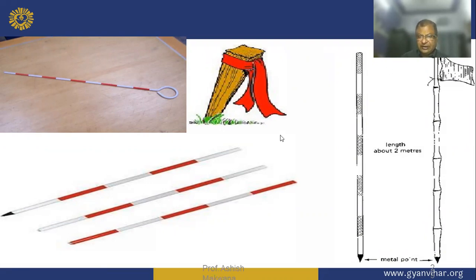This is the ranging rod. This is all the ranging rod. The sharp end is at the bottom. And this is the steel ranging rod.